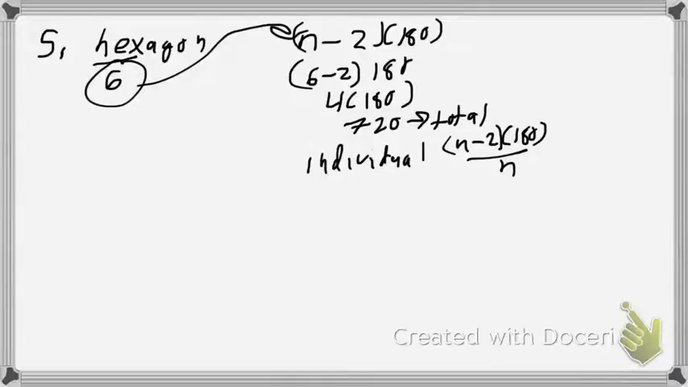That's n minus 2. Good night, sweetie pie. Times 180. Oh, beautiful pearly whites.